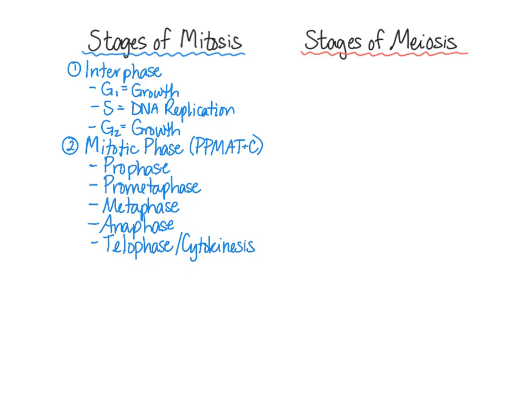The first thing is that it starts out the same. So the first stage of meiosis is also called interphase. And just like with mitosis, meiosis's interphase also has a G1, an S phase, and a G2 phase. And what happens during these phases is identical to what is happening during mitosis. So go back and review.